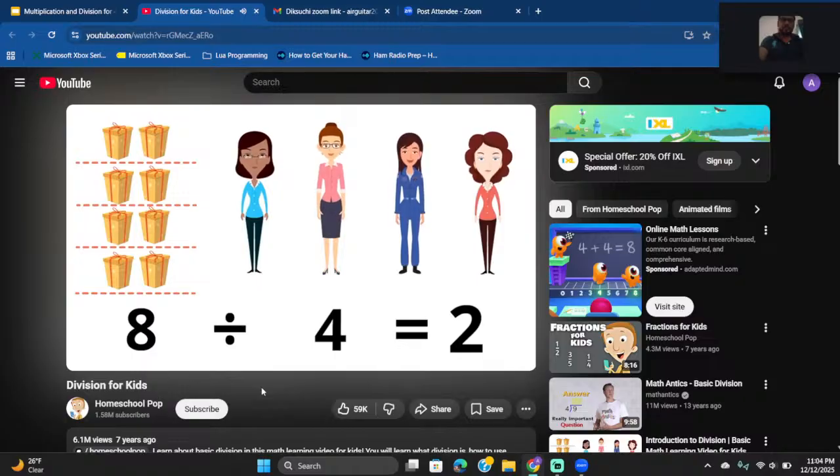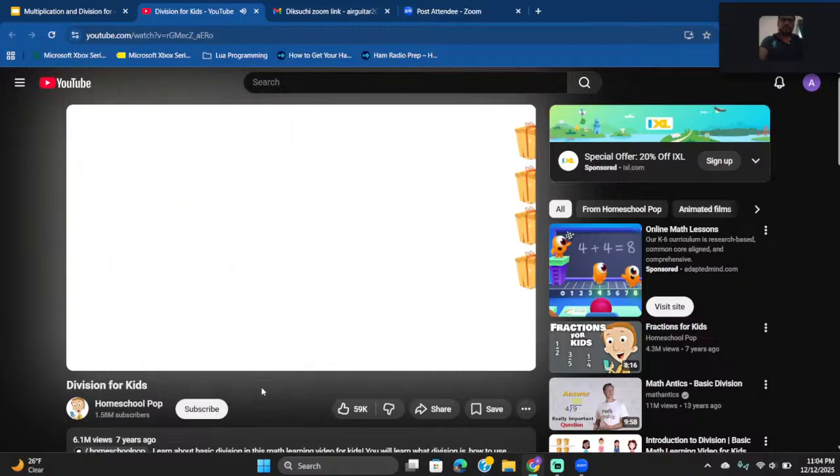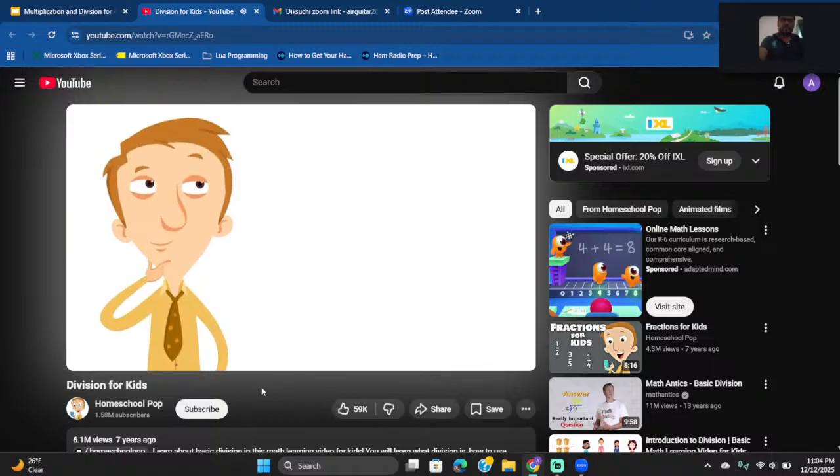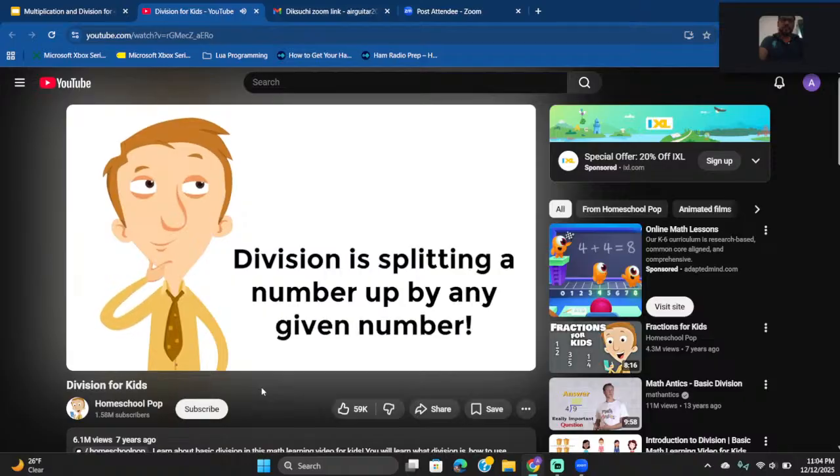Isn't that cool? Division is so much fun and it's so easy. Remember, division is splitting a number up by any given number. That's it.